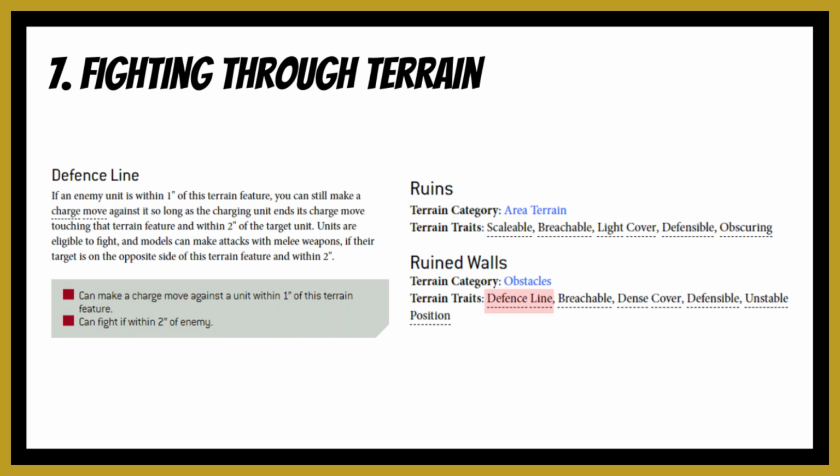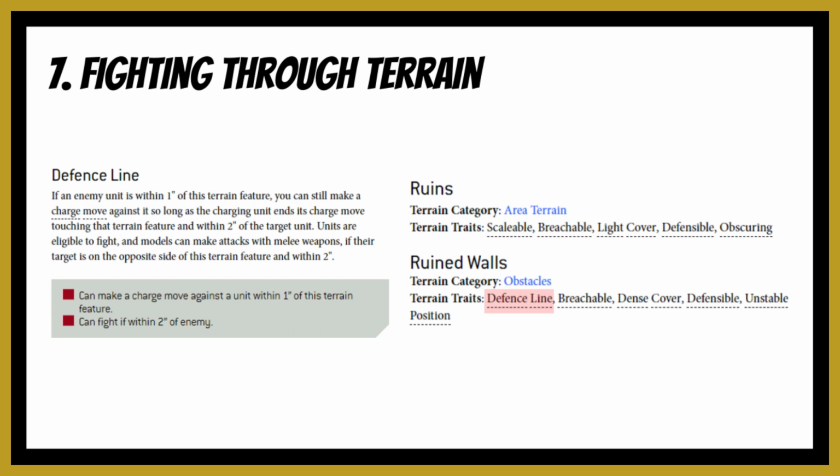So if an enemy is within 1 inch of the terrain feature, you can still make a charge move against it as long as the charging unit ends its charge move touching the terrain feature and is still within 2 inches of the targeted unit. So effectively you can still fight through walls, providing that you're within 2 inches of the targeted units. So basically you gain an extra inch of engagement range if you're fighting through that ruined wall.